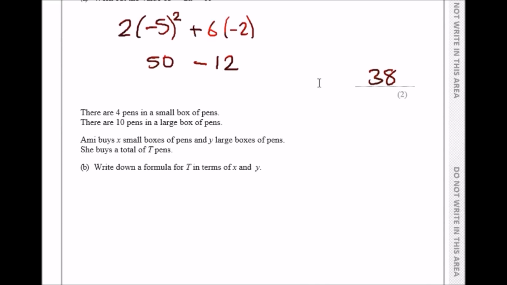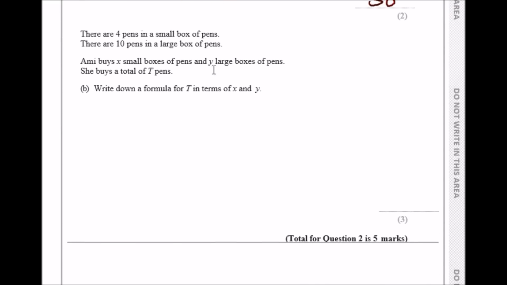All right, easy. Now next part, there are 4 pens in a small box of pens. There are 10 pens in a large box of pens. All right, cool, good info. Amy buys x small boxes of pens and y large boxes of pens.